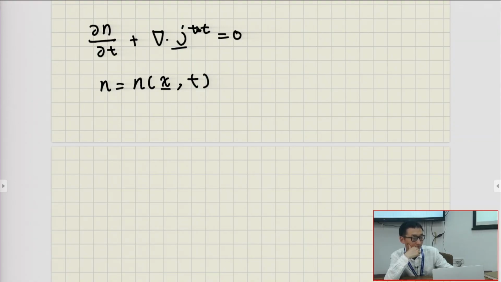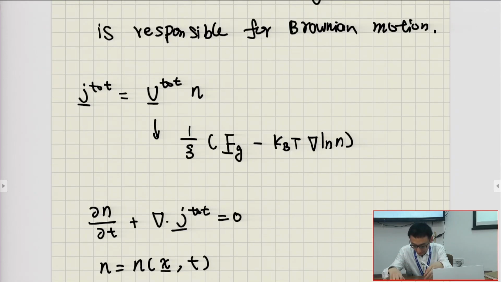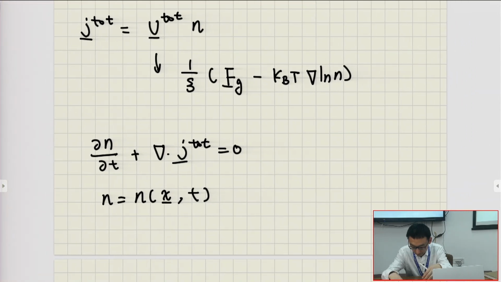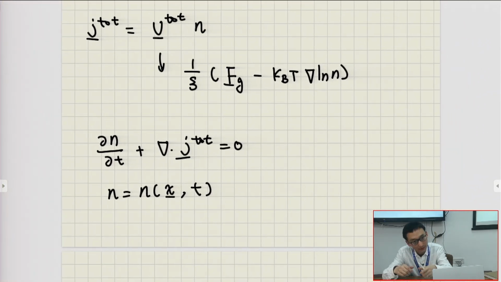So that's quite obvious. But in this case, when we are talking about this minus KBT, gradient of log n, why does this factor come in? What causes this to be multiplied by this KBT? Yeah, KBT is energy, that's right.